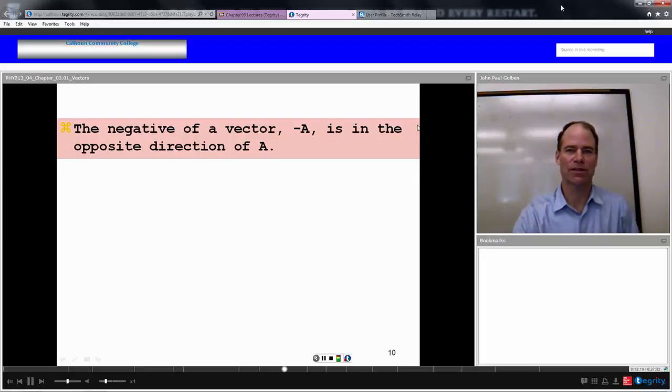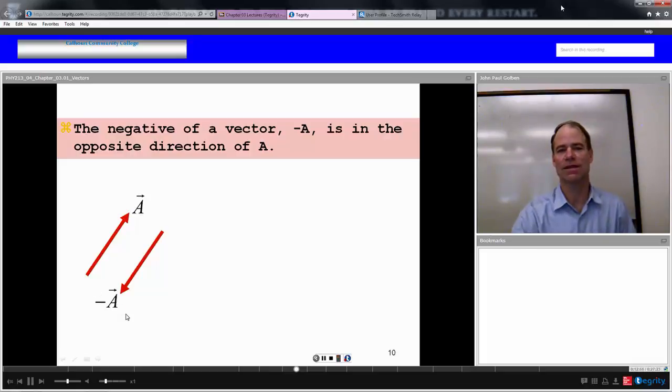The negative of a vector, negative A. Incidentally, I should be having arrows over these vectors, but in my font I wasn't able to put arrows on this particular writing, but I do have it down in the diagrams down here. The negative of a vector A is a vector that has the same magnitude, but 180 degrees opposite direction. So here's A and here is negative A. Exactly the same length, the same magnitude, but just the opposite direction.